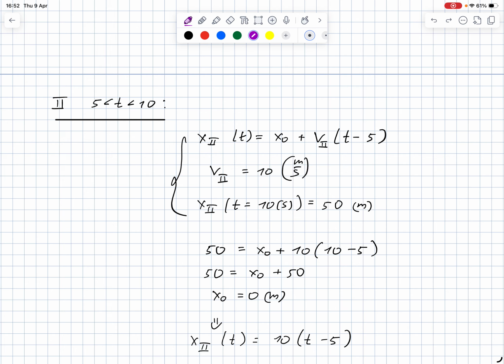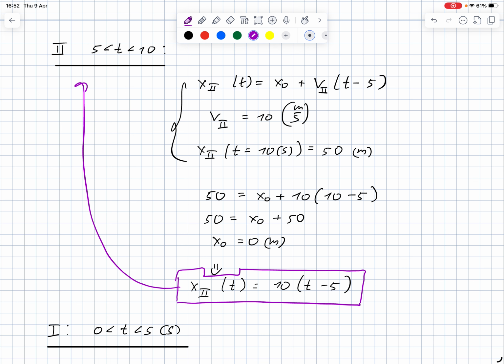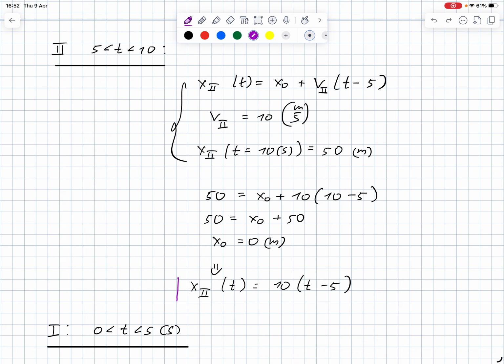Okay, so 10 minus 5 is 5. 10 times 5 is, not 15, 50. So the initial position when t equals 5 seconds is actually 0 meters. Okay, so finally we have the expression for position of the object for second interval of time. This is a linear function, of course, because again we do not have acceleration at this interval.